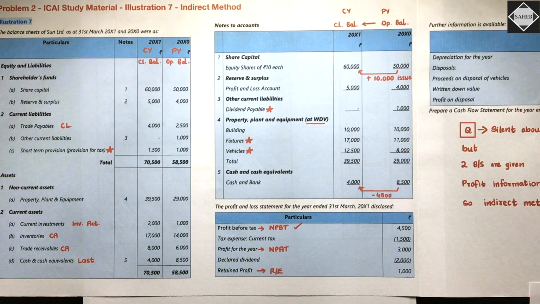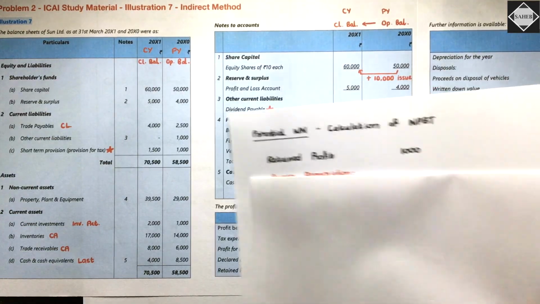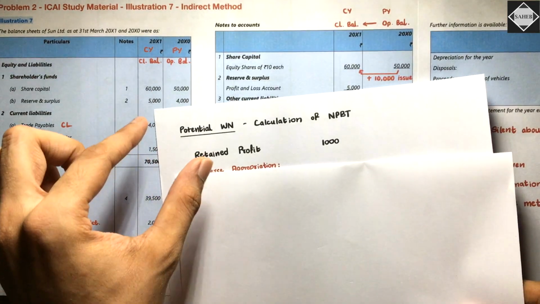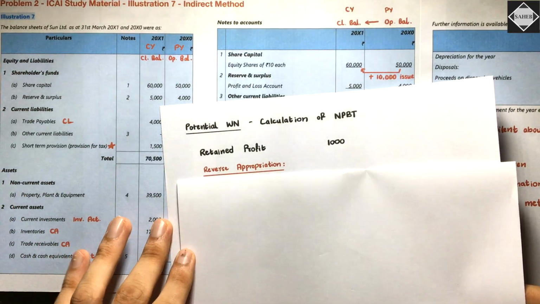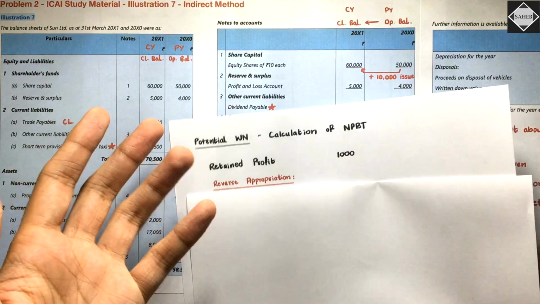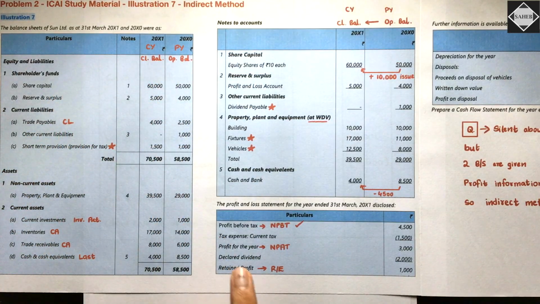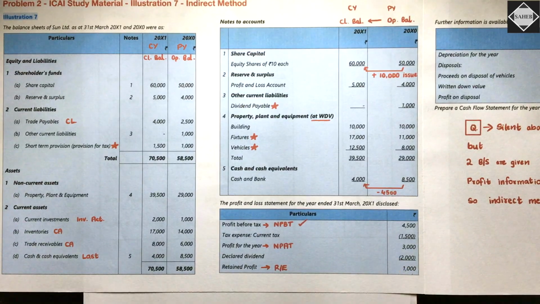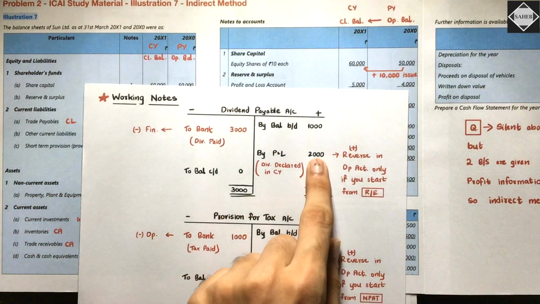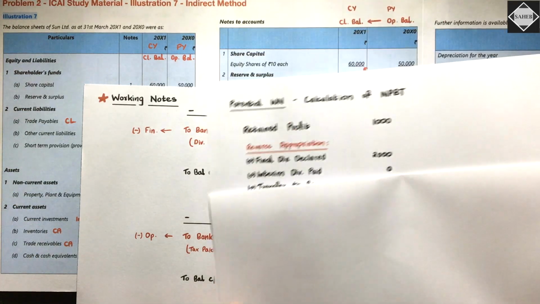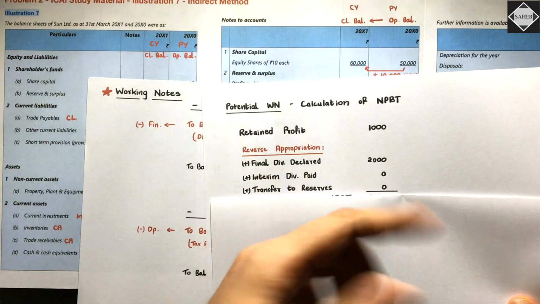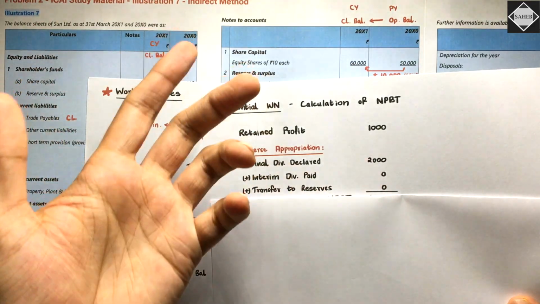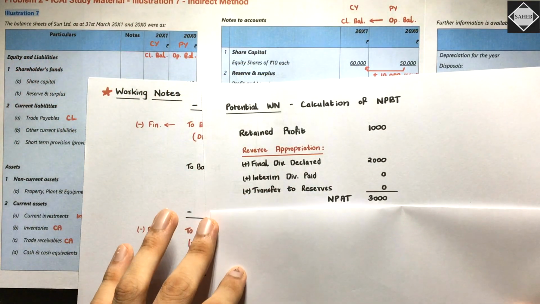In the working note only, you can do as ICAI does, most of the times. See, retained profit 1,000. This is a potential working note. Then you would have reversed all the appropriation items, for example, interim dividend paid, final dividend declared, transfer to reserves. In this question, you have dividend that we have declared, 2,000. Actually, you will take the figures from the ledger account, 2,000. This you will reverse. So final dividend declared, you will add back. Normally it is deducted in appropriation because it's a distribution. So you will add it back. You will reverse it. So it will become 3,000.